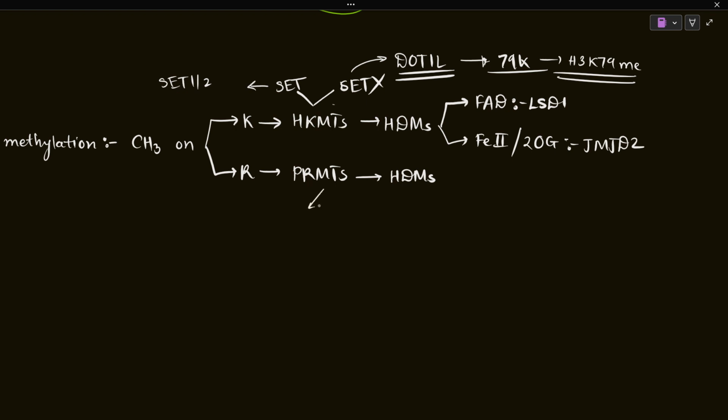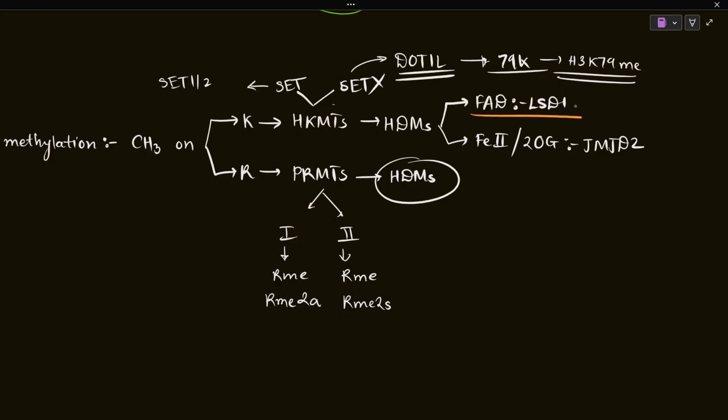In the arginine, there are two PRMTs, the type 1 and type 2. Both of those monomethylate arginine. The type 1 does the asymmetric dimethylation, while type 2 does the symmetric dimethylation. In the arginine, there are no histone demethylases as such, like those we saw that either oxidize the methyl mark or hydroxylate the methyl mark. But in arginine methylation, there are no such histone demethylases.